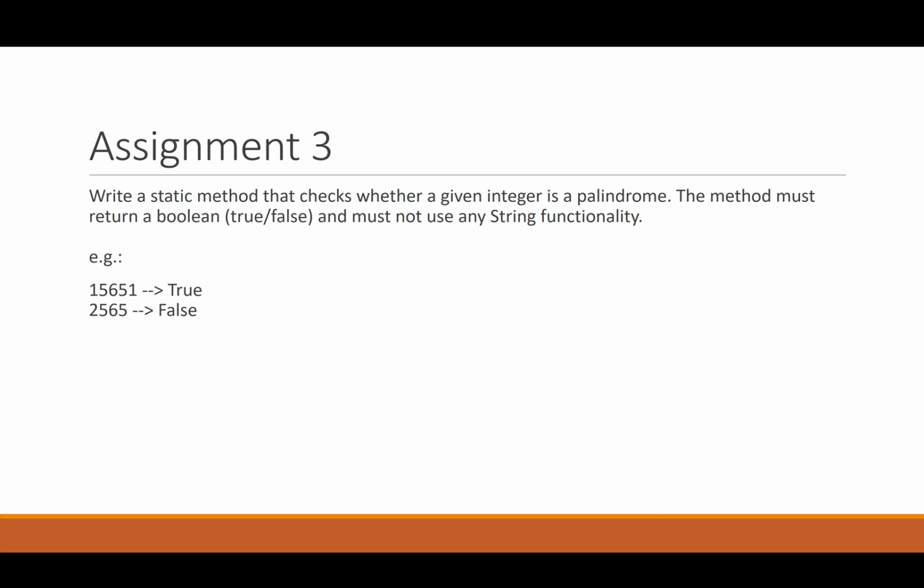So the assignment has the following description. Write a static method that checks whether a given integer is a palindrome. The method must return a boolean, either true or false, and must not use any string functionality. For instance, the number 15651 is a palindrome because if you reverse the digits, you get the same number, so the method should return true. However, the number 2565 is not a palindrome. If you reverse the digits, you get a different number. So that should return false.